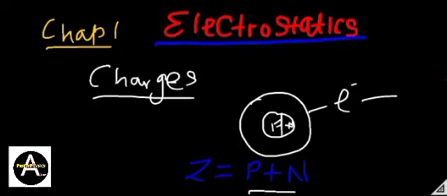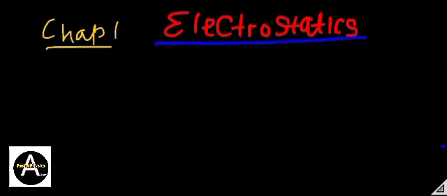And in this class, we are going to start from chapter 1. I think this is chapter 1. And this topic here is electrostatics, right? Electrostatics. So, first of all, let us talk about what electromagnetism is all about.